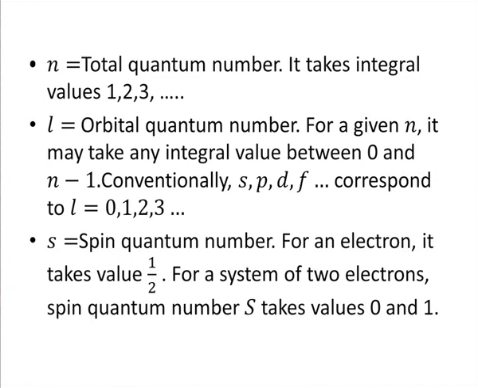Conventionally, small s, p, d, f correspond to L is equal to 0, 1, 2, 3 and S is a spin quantum number. For an electron, it is half. For a system of 2 electrons, spin quantum number S takes values 0 and 1.